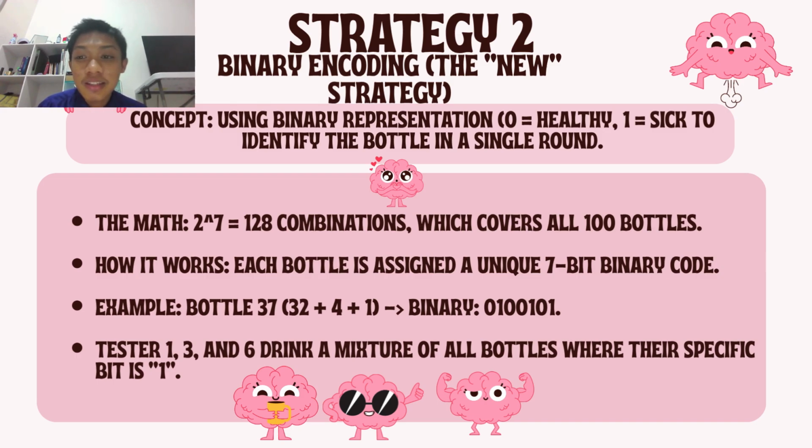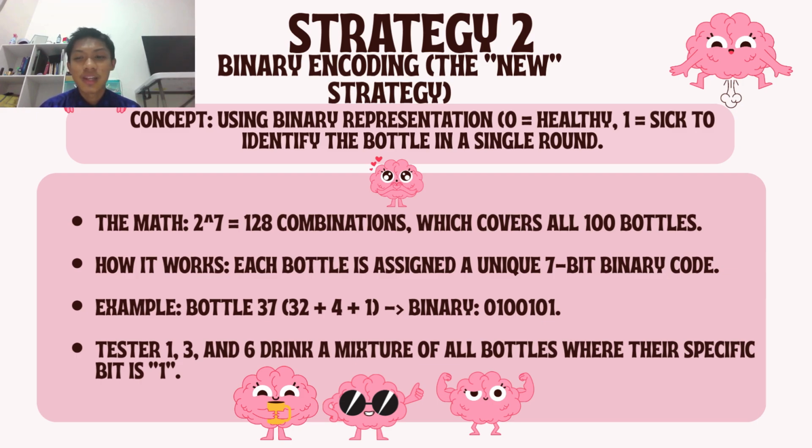This strategy treats each tester as a bit of information, since a tester can only be sick, represented as 1, or not sick, represented as 0. 7 testers give us 2 to the power of 7, which is 128 possible combinations. This is more than enough to cover our 100 bottles. Each tester will also have a unique number, which is a power of 2.